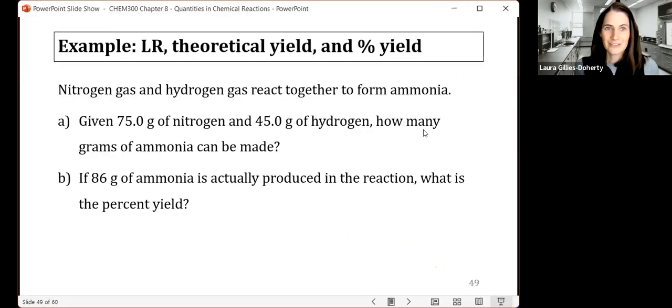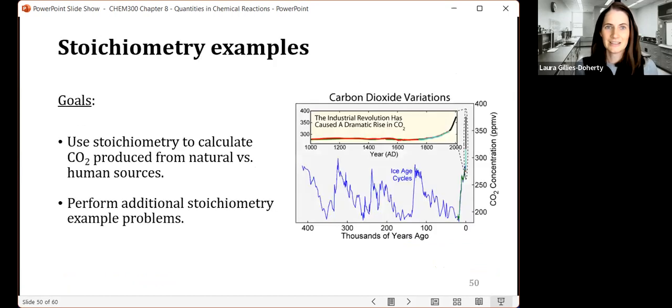Okay, so that's it for this section on limiting reactant, theoretical yield and percent yield. We're next going to do a whole bunch of examples about stoichiometry. We're going to start with one about carbon dioxide and global warming, and then do some other more challenging stoichiometric problems as part of these examples.